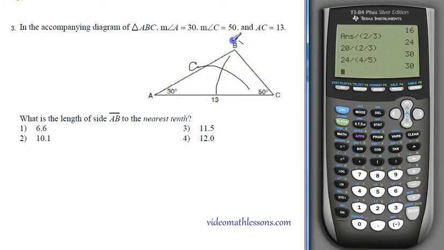So the first thing is, I've got to find that top angle. Well, a triangle adds up to 180. So a triangle equals 180. I have 30, 50, that's 80. That angle upstairs has to be 100. Now I have two pieces. Law of sines is two sides, two angles. That's law of sines.